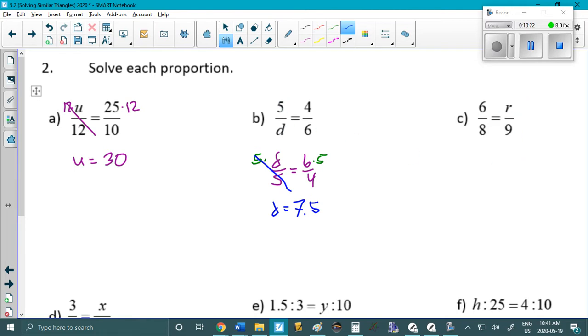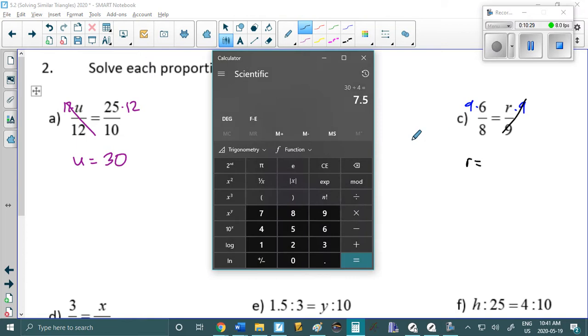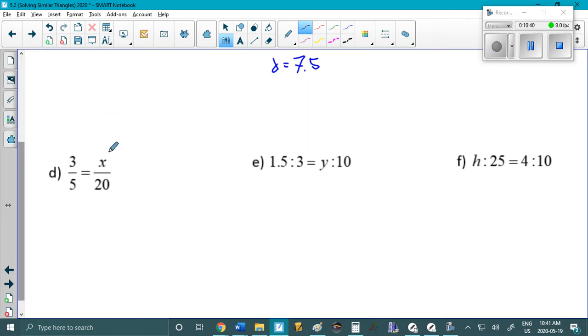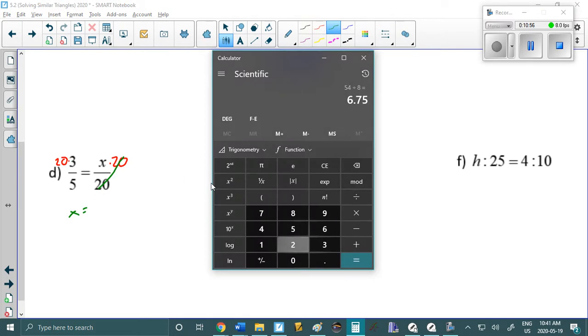All right, so here, r's on the other side, that's okay. We multiply by the number underneath, and r is going to be 9 times 6, and then we divide by 8, and we get 6.75. Okay, moving right along. All right, so I'm just going to show, actually, yeah, let's do this one. I encourage you to pause it and try it. So 20 is on the bottom, multiply by 20. This is like most of what today's lesson is. So x is 20 times 3, which is 60, divided by 5 is 12, I think. It is 12.